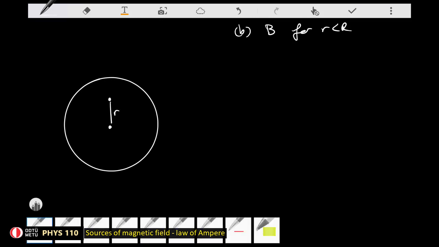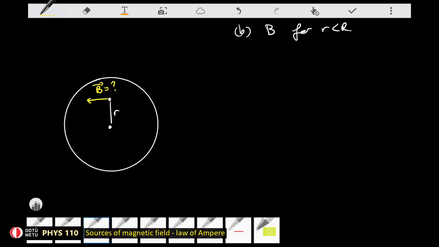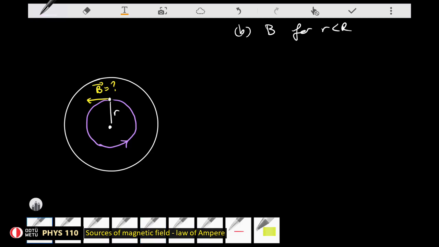Right. Part B basically asks for the magnetic field at a point inside the cylinder. So this is the central axis. Let's say that this is my point in here where the distance is r. I would like to find the magnetic field in here. What is that magnetic field? For this purpose, I just choose an Amperian loop with radius r, which is basically identical with the magnetic field.